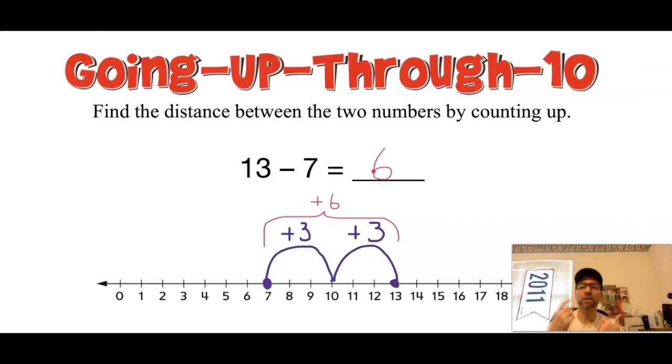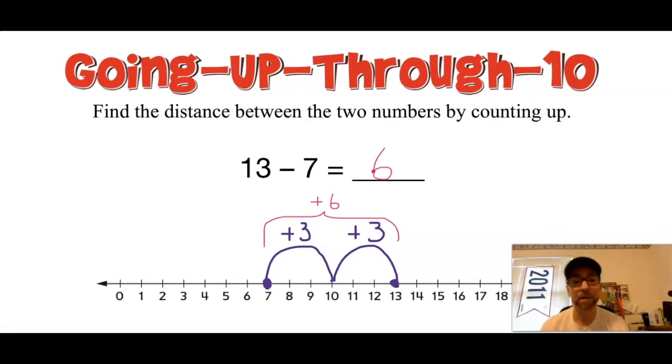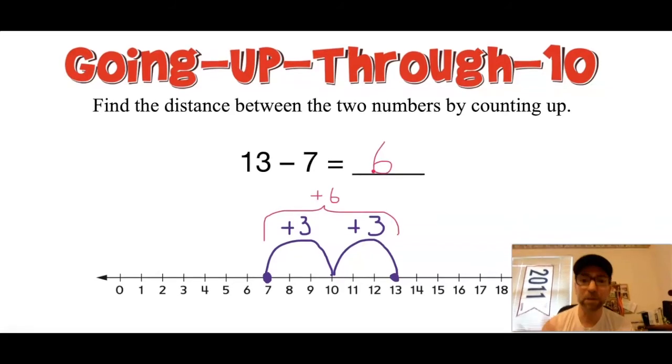But now we start to do it quicker. We start to use our mind more. Start at 7. I'm 3 away from 10. And 13 is 3 away from 10. So 3 and 3 is 6. Awesome job. All right, let's clear off that sheet protector. Let's try another one.